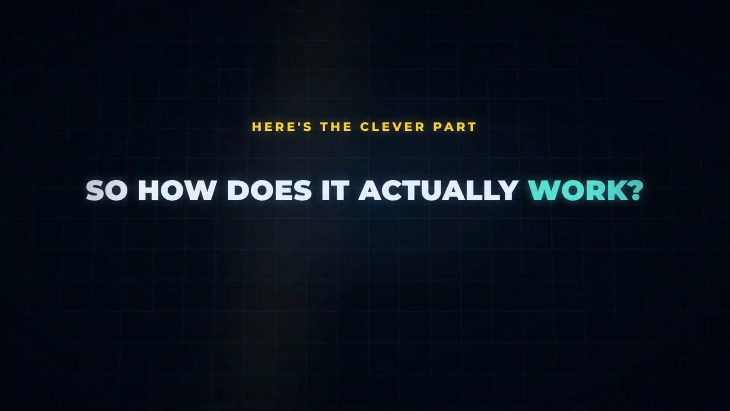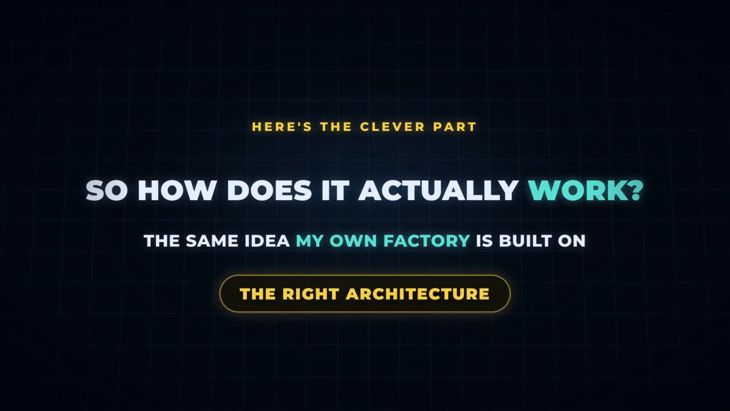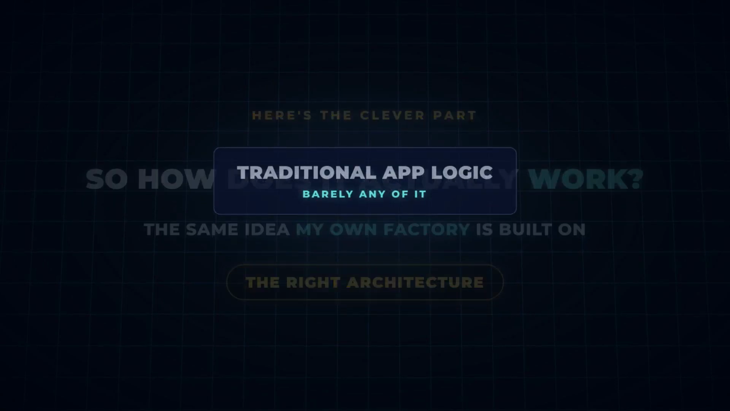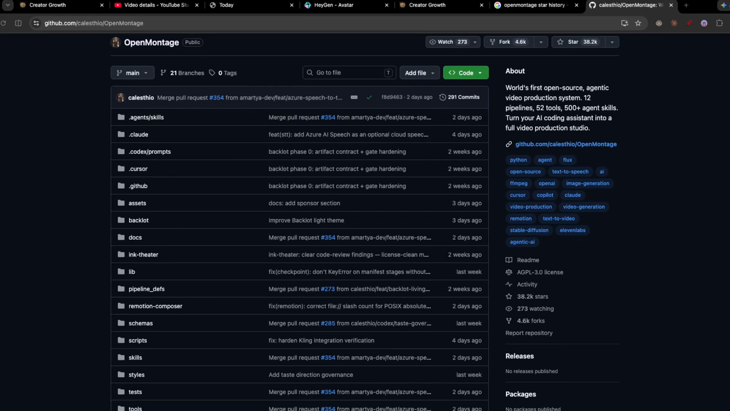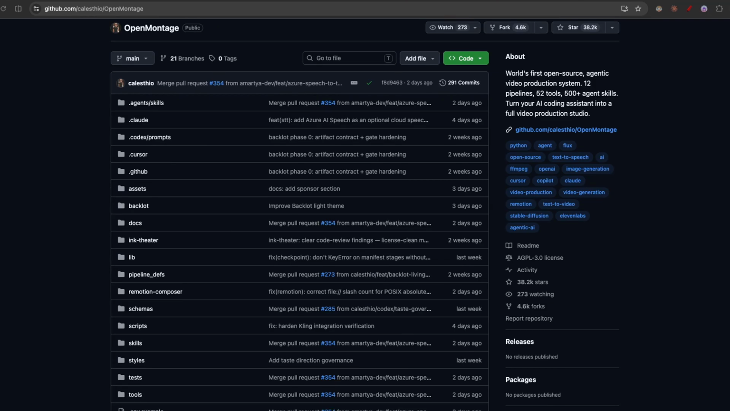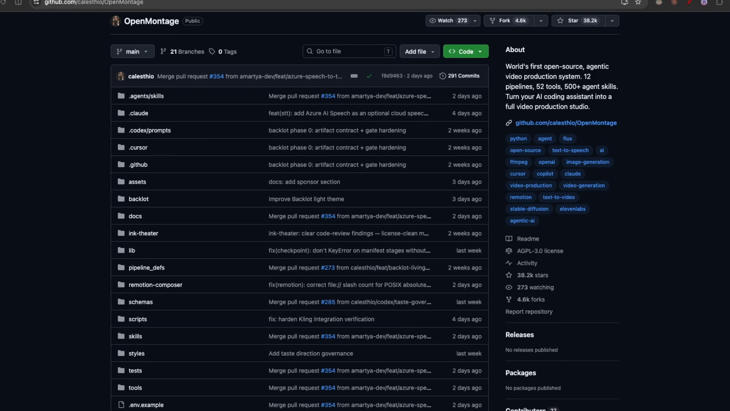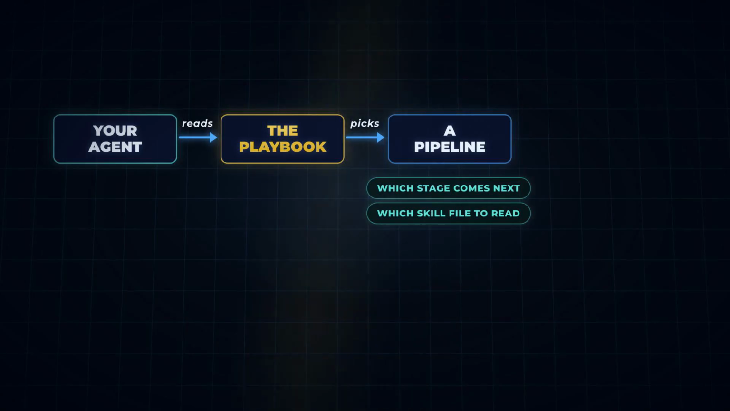So how does that actually work? Here's the clever part, and this is the same idea my own factory is built on, so trust me, this is the right architecture. OpenMontage barely contains any traditional app logic. Instead, it's a giant playbook. When you ask for a video, your agent reads the playbook, it picks the right pipeline, and that pipeline tells it which stage comes next and which skill file to read before doing any work in that stage.